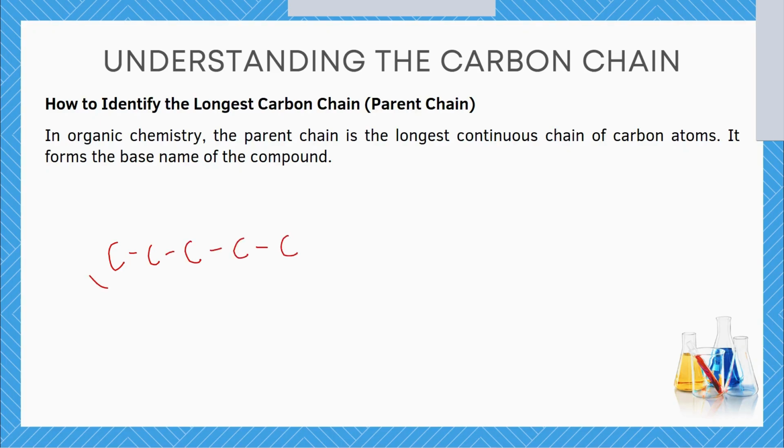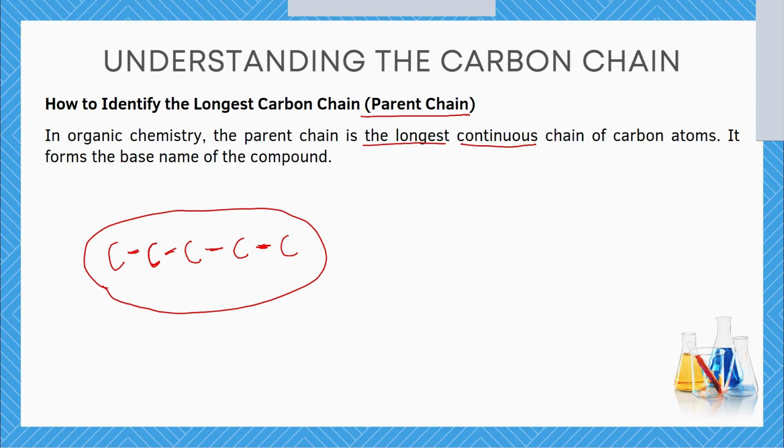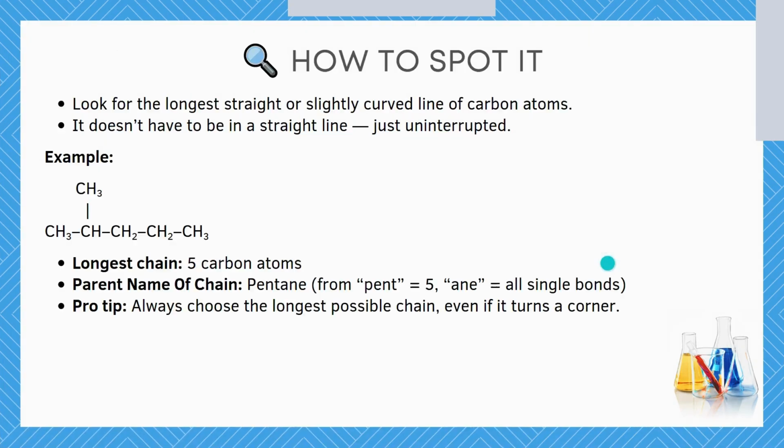Now, when carbon forms multiple bonds with itself, it can form bonds that look something like this. You can see on the screen right now, I have the diagram of a chain because there is a continuous repetition of carbon atoms. When this happens, we say a hydrocarbon has been formed. Now that brings us to the concept of knowing how to identify the longest carbon chain, which we also call the parent chain in organic chemistry. In organic chemistry, the parent chain is the longest continuous chain of carbon atoms, and it forms the base name of the compound.